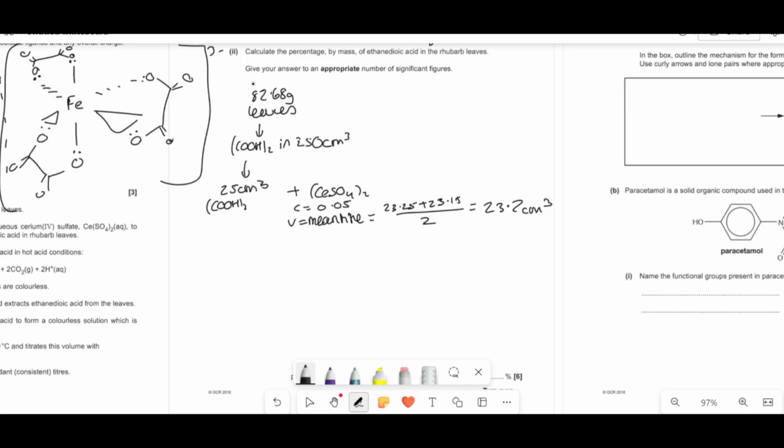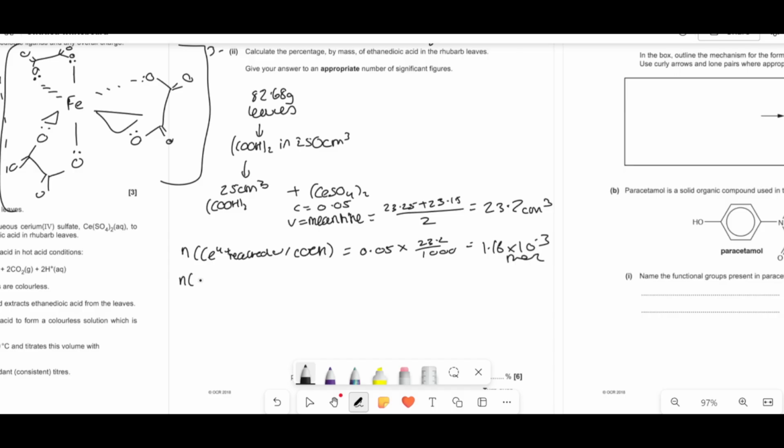Easy peasy. So what I do is I'll work out the moles of the Ce4+ that reacted with the COOH, right? That's going to be its concentration times the volume, which is 0.05 times the volume, which we just worked out, 23.2 over 1,000. If you do that, we get 1.16 times 10 to the minus 3 moles.